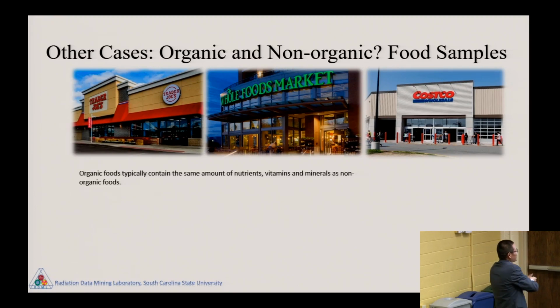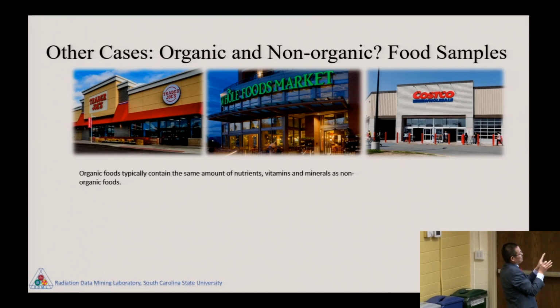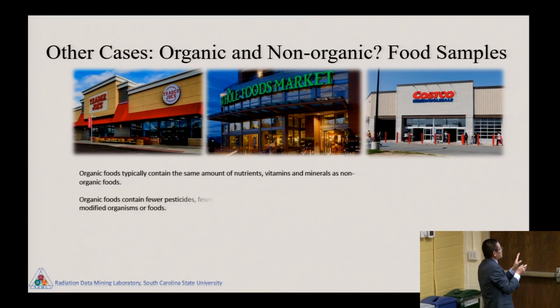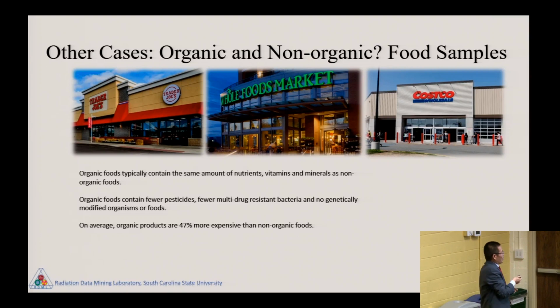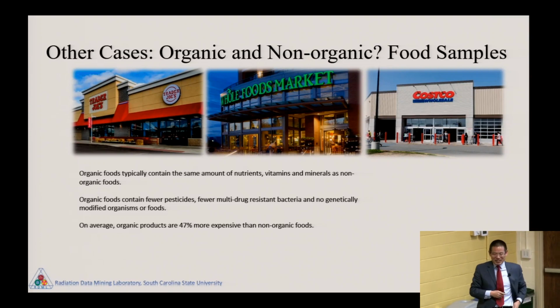Organic food typically contains the same amount of nutrition, vitamins, and minerals as non-organic food. But organic food contains fewer pesticides and fewer multi-drug-resistant bacteria. On average, organic food is 47% more expensive.